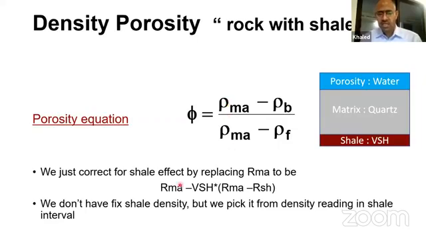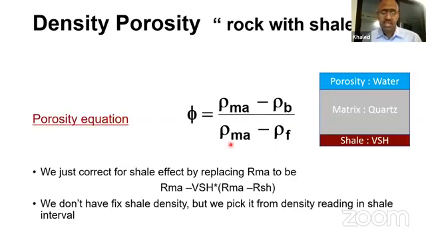So our rho matrix will be equal to the clean rho matrix minus V shale multiplied by the rho matrix density minus the density of the shale. So we adjust and correct the rho matrix, and it will give us porosity corrected to shale. Very easy to understand. Now, what is the density of the shale?